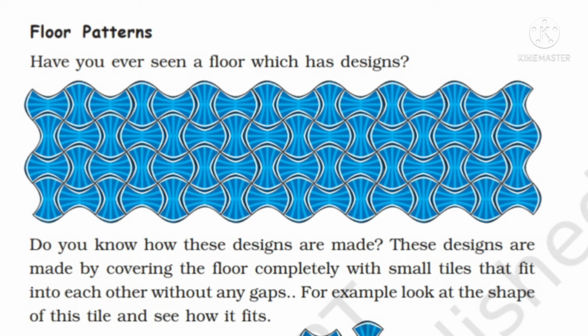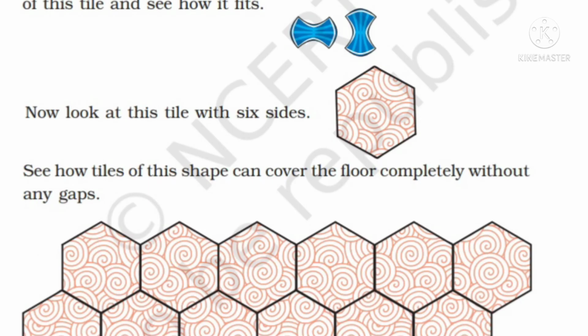See, we all have seen such a floor, right? Do you know how it is made? It is made up of small tiles, and these tiles are packed together without any gap, and thus this floor pattern is made. See, these are two small tiles and see how they are fitting each other. One tile will come and exactly fit on the other one, so that there won't be any gap in between.